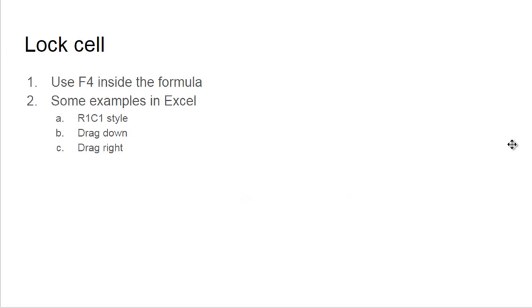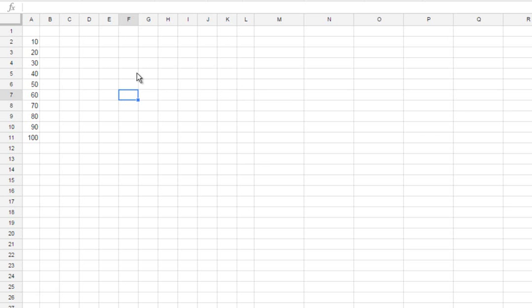Let's start. It is about locking cells. We'll use the F4 key inside the formula, and I will show some examples in Excel, how it works in R1C1 style. So you see a live example of how this formula works in R1C1 style, and it will be more clear for understanding. I have entered some numbers from 10 to 100 with step 10, and in cell P2 let's paste the formula A2 plus 1.